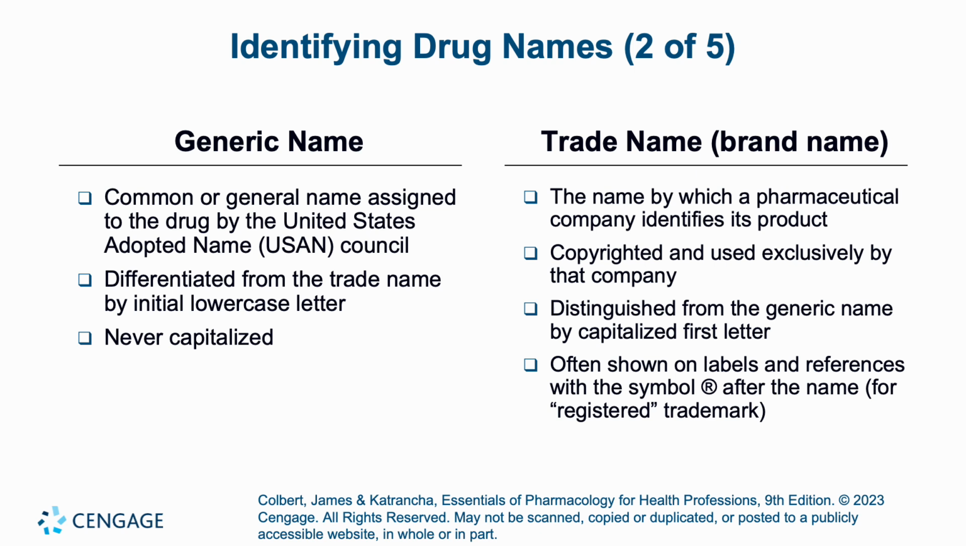A trade name or a brand name is the name by which a pharmaceutical company identifies its product. It's copyrighted and used exclusively by that company, and it's distinguished from the generic name by a capitalized first letter. This is often shown on labels and references with the symbol, the capital R with a little circle after the name, which means registered trademark. I'm going to give you an example.